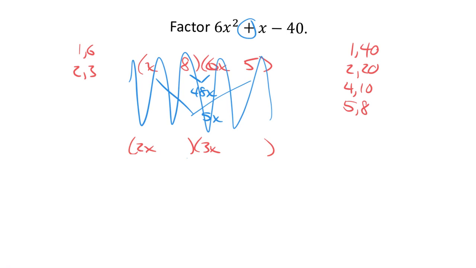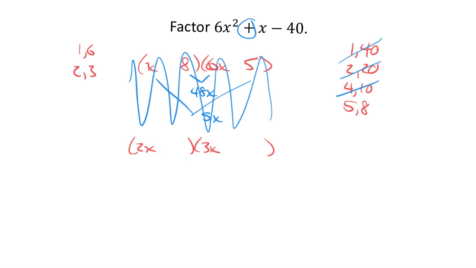We've already eliminated 1 and 40, 2 and 20. For 4 and 10, we have a similar problem. If 4 goes with the 2, we have a common factor of 2. If 10 goes with the 2, we have a common factor. So that can't be it. We have one choice left, and if it doesn't work, then this doesn't factor. I have to put 5 and 8 in here.